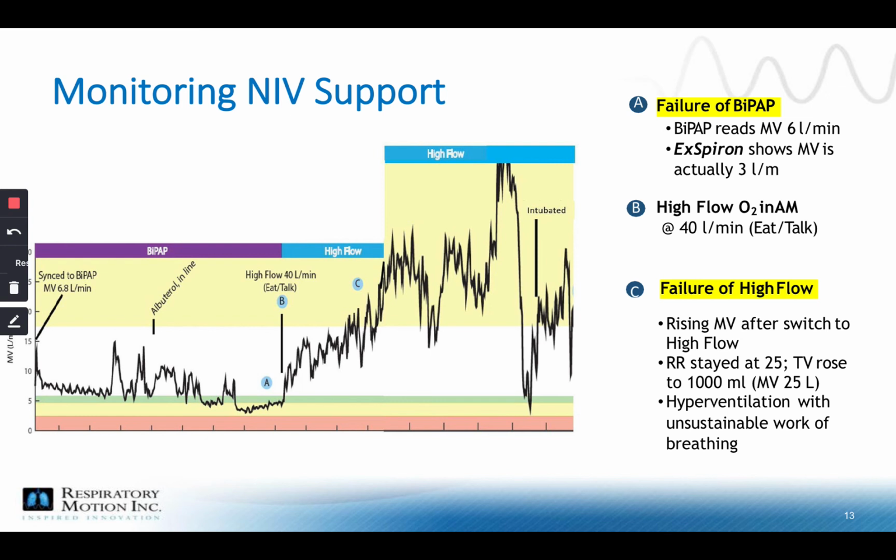This slide demonstrates how ExSpiron was used on a patient to monitor effectiveness of non-invasive positive pressure ventilation and high-flow nasal cannula. In this graph, the green area represents the ExSpiron predicted minute ventilation. At point A, we can see the ExSpiron shows a much lower minute ventilation than what is set on the BiPAP, probably indicating that the mask has lost its seal. However, the BiPAP has not registered the loss in volume. At point B, the patient is placed on high-flow nasal cannula. However, this is not sufficient to support the patient as the minute ventilation climbs well into the threshold parameters for hyperventilation shown in yellow.